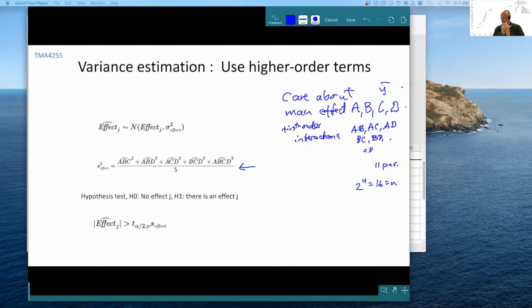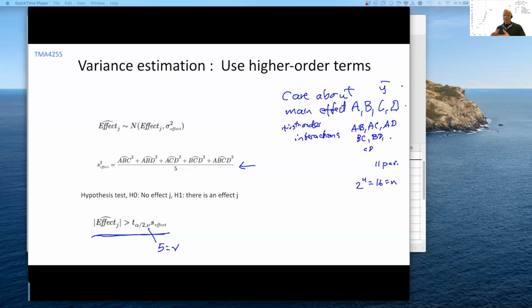We take the average of these squared effects because we say their mean is hypothesized to be 0, and then we just normalize with the average here. So this is a standard estimate of the variance, assuming the mean is 0. Then, since we have estimated this, we can use the usual t statistic, the t distribution with this many degrees of freedom, 5 in this case, because we used 5 effects, to say if an effect is significant or not.